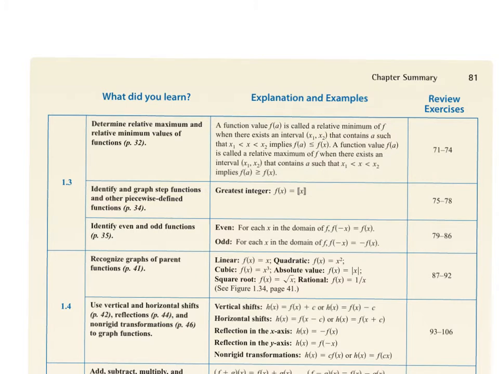Don't worry about the stepwise function, so we can ignore stepwise. But you do need to be able to graph your piecewise functions. Graph them and evaluate. And then identifying even and odd functions. So even would be symmetric to the y, and odd would be symmetric to the origin. And then if it's neither of those things, then you just write neither for even or odd.